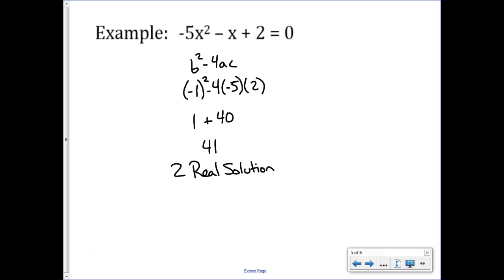So just a quicker check to find out, does this even give me values? Maybe if you're trying to graph, you can throw that in the calculator real quick and see, okay, so it should cross the y-axis.